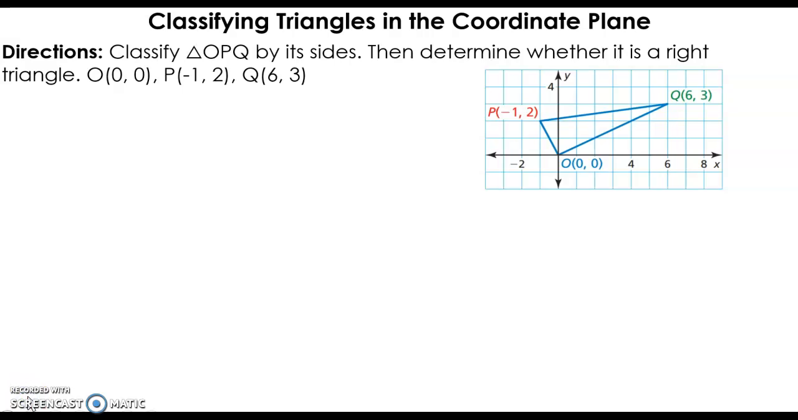So this is my graph of the triangle OPQ. And first, we are going to use the distance formula to find the side lengths. Because we don't know anything about the lengths of the sides, we have to use something in order to find those side lengths so that we can classify it by the sides. We can't just assume anything. We can't eyeball it. That angle in the corner looks like it might be a right angle, but we can't know for sure unless we actually prove it. So we're first going to use the distance formula to find the side lengths.